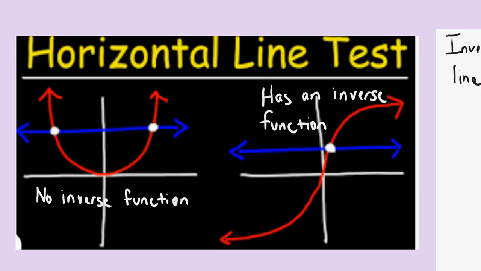One was that some of them had inverse functions, some of them did not, and one way that we tested for that was something called the horizontal line test. That told us if a function was 1-to-1. If it was 1-to-1, it had an inverse. If it wasn't, it didn't.